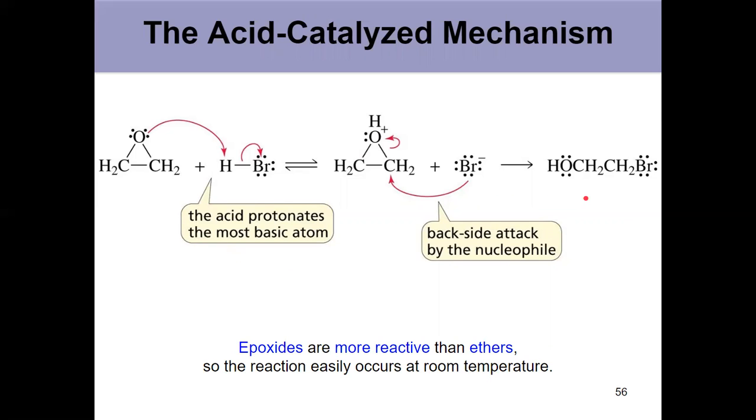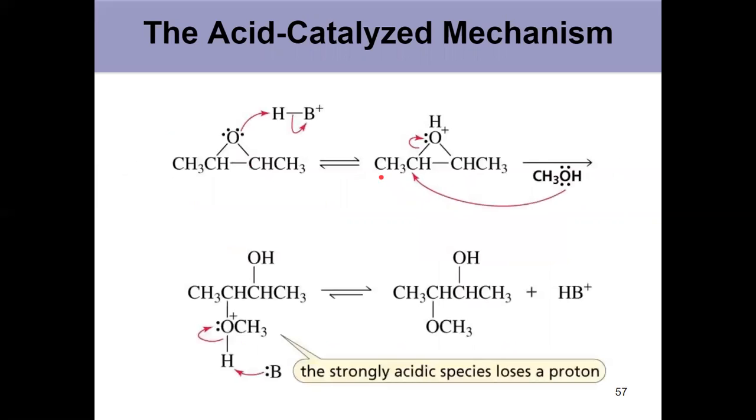Epoxides can actually just react at room temperature, which is beneficial. Epoxides are more reactive than alcohols and ethers. So much so that you can even use poorer nucleophiles to come in and attack and open up that ring. It doesn't have to be as strong as bromide. Looking at what we've got here, right?